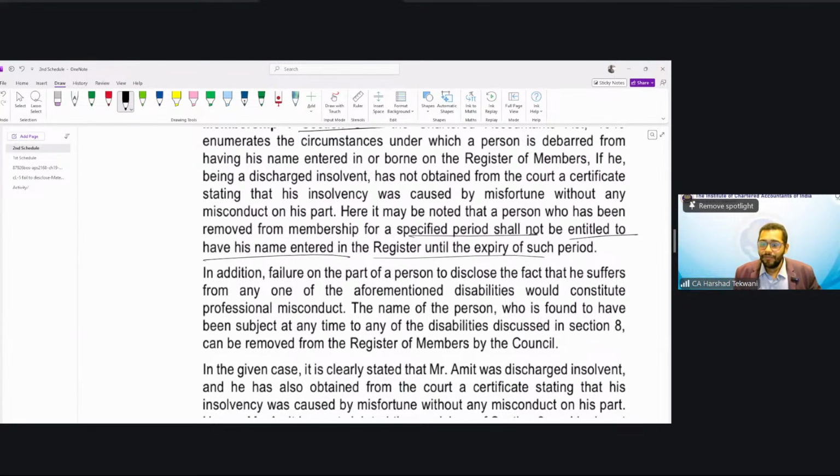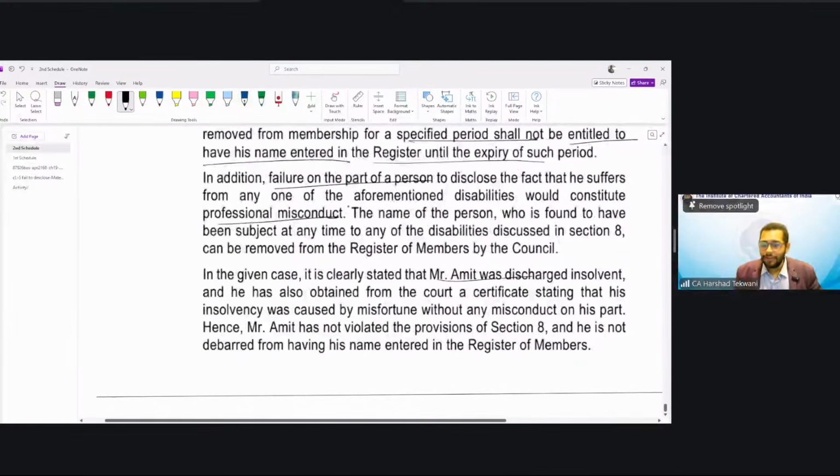And if he is found to have not reported, failure to report on the part of the person is a professional misconduct. As a result, in the given case, Mr. Amit was a discharged insolvent. He also obtained the certificate, but he violated section 8 for that particular period. After 2025, he did not violate any provision because he obtained the certificate. As a result, after 2025, he is not debarred from having his name entered, but before 2025, he is.